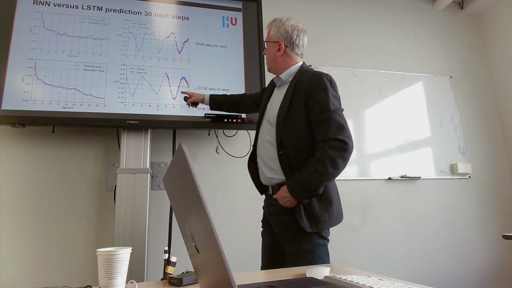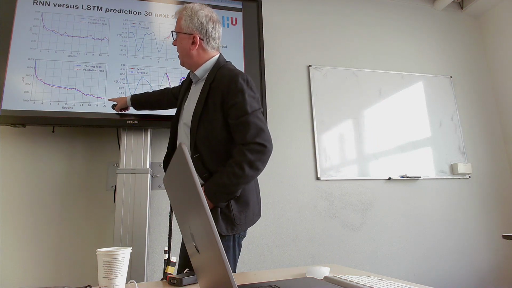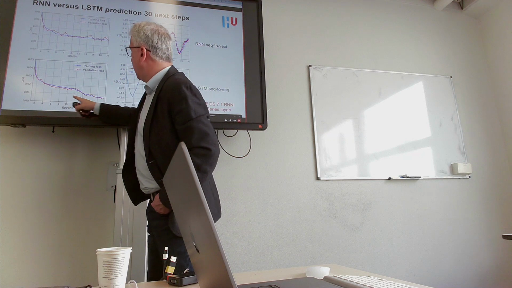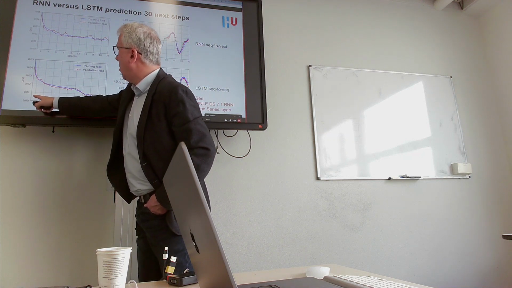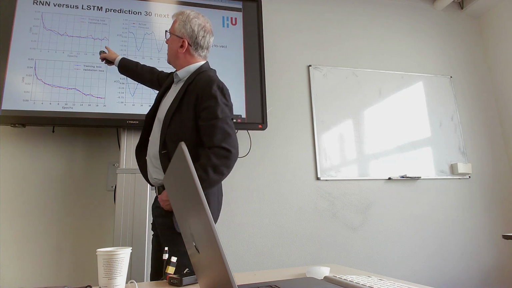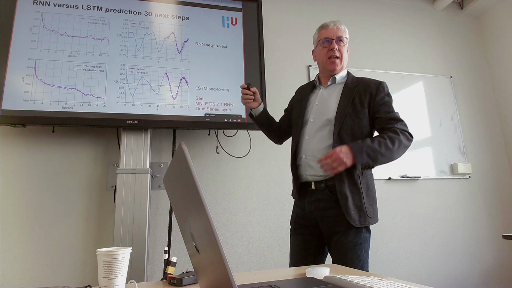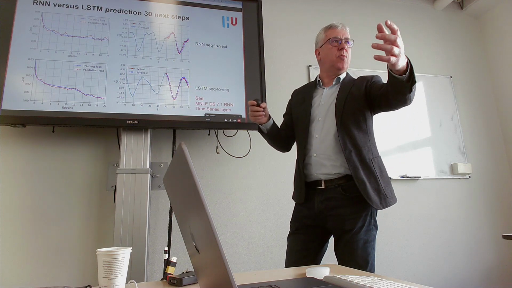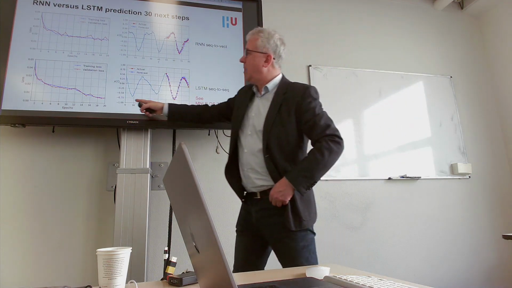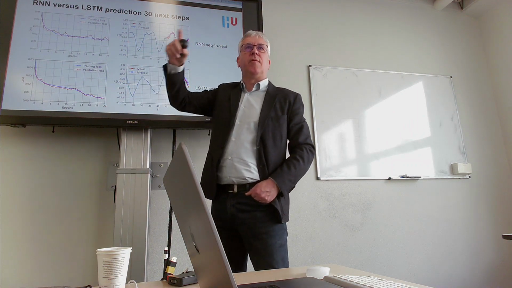This is sequence to vector, and this is sequence to sequence. This one has a loss, you see here, which is lower than 0.01, whereas the sequence to vector is 0.02. So if we output at every timestamp also the next 30 outputs, it shows that this one is more accurate.